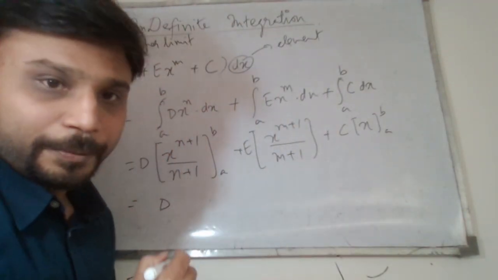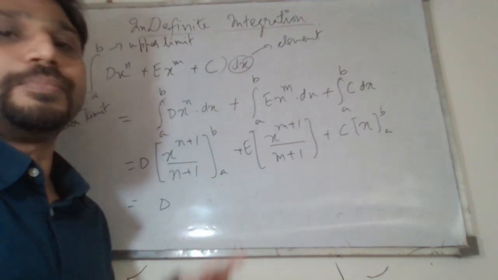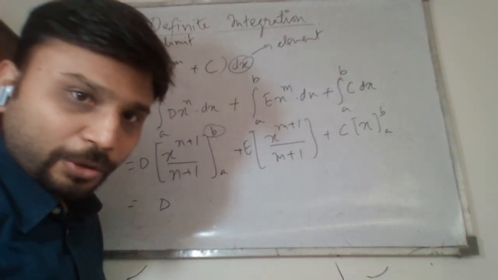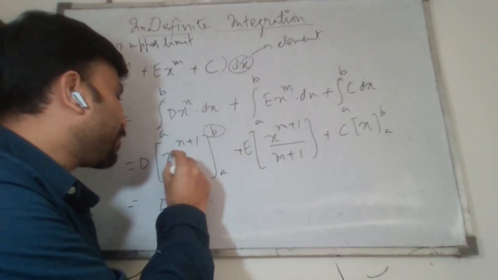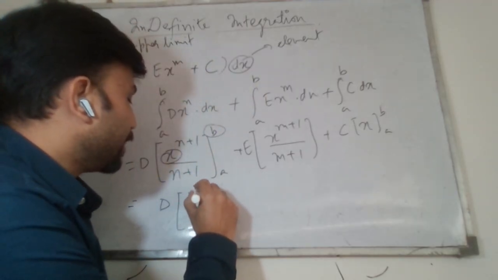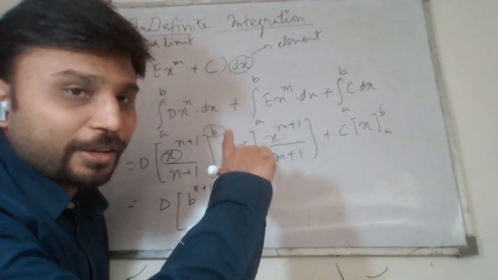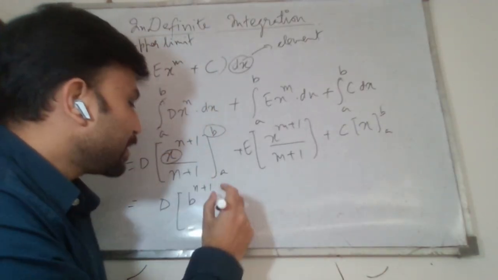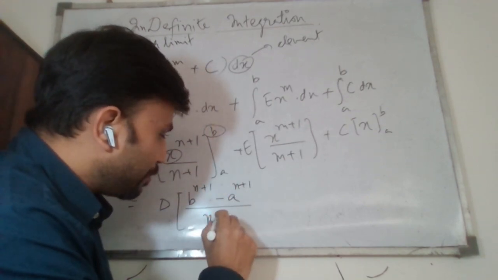So just like I told in the example, we'll first put the value b, the upper limit. The value of b will be put first, and I hope it is visible. So if I put the value b here, we have to put it in the value of x, not in n. So it will become b to the power n plus 1, with a minus sign, because there was a negative sign between f of b and f of a. Then put the value of a. A again will be put in x. So this will become a to the power n plus 1 upon n plus 1.